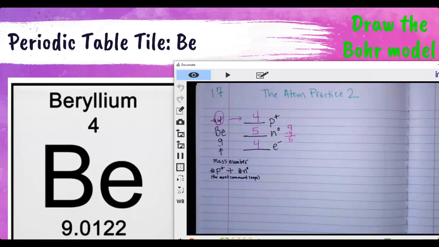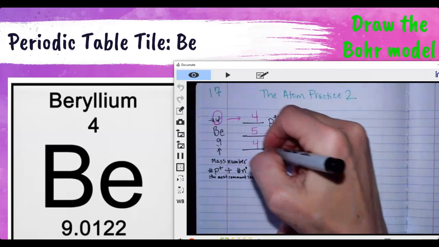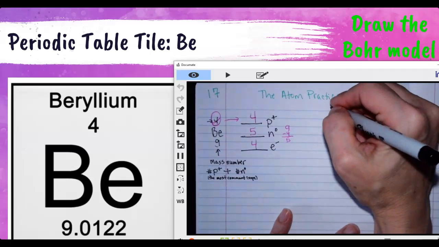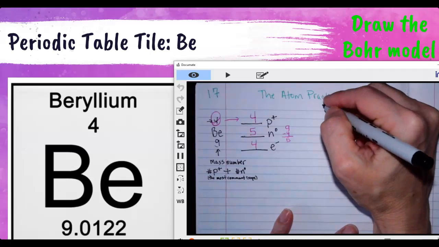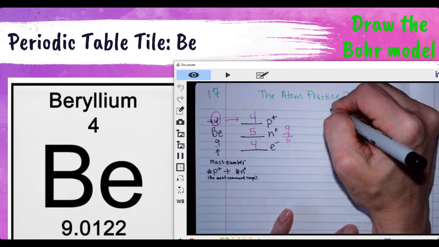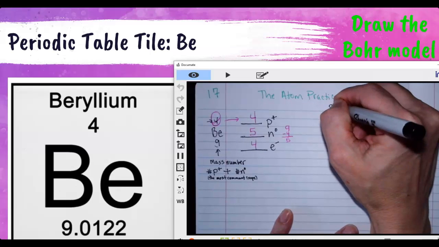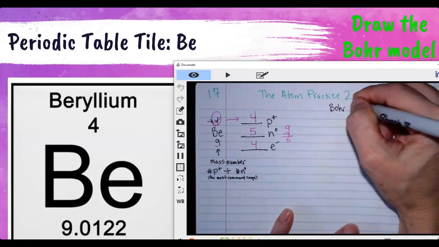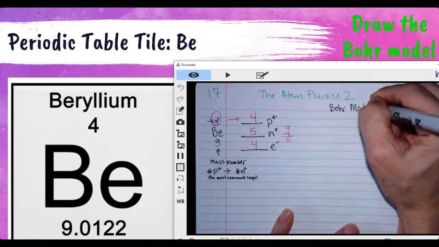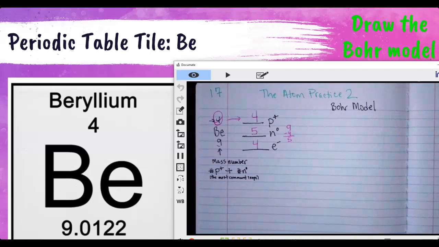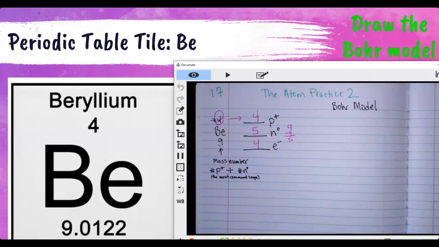All right, the second part of this is we're going to take this information and we're going to draw an atom. The drawing of an atom that I'm going to make is called a Bohr model. And the Bohr model is what you saw when we did the atom activity last week. So let's see if I can grab that for you real quick.